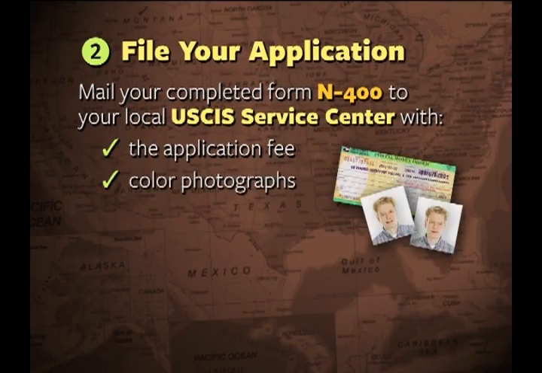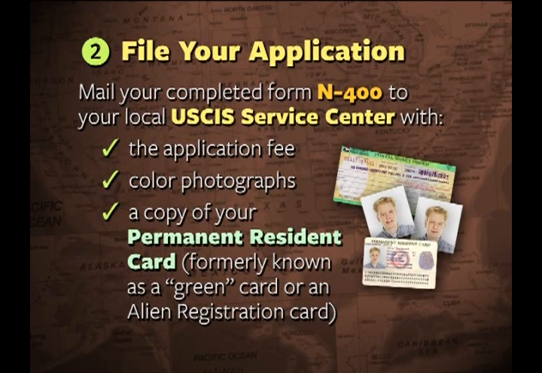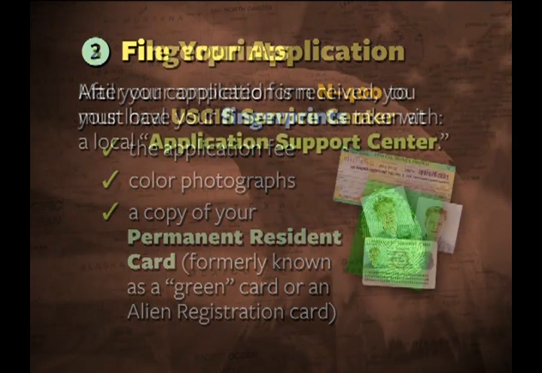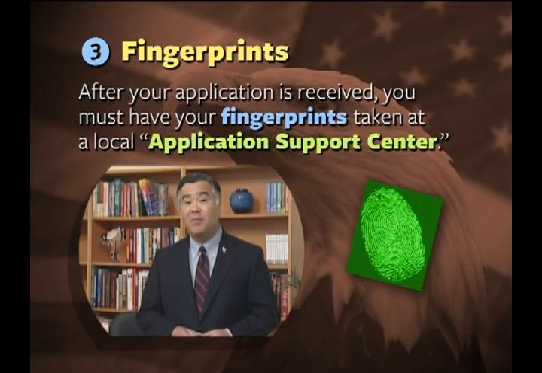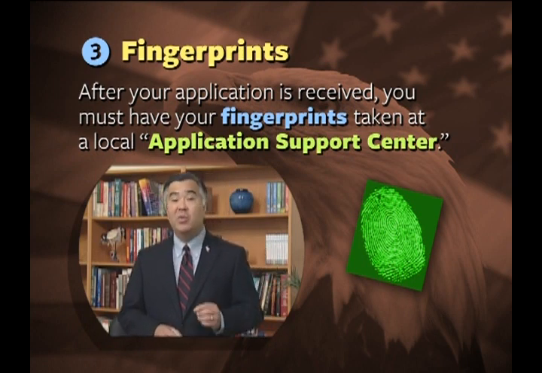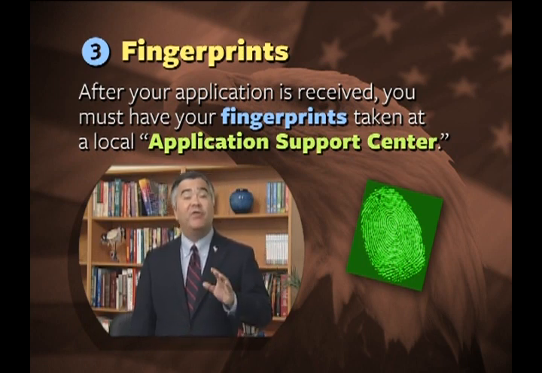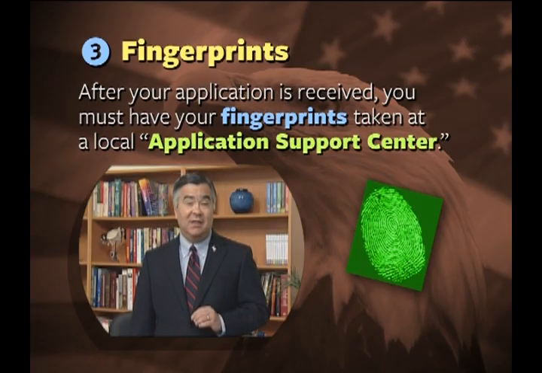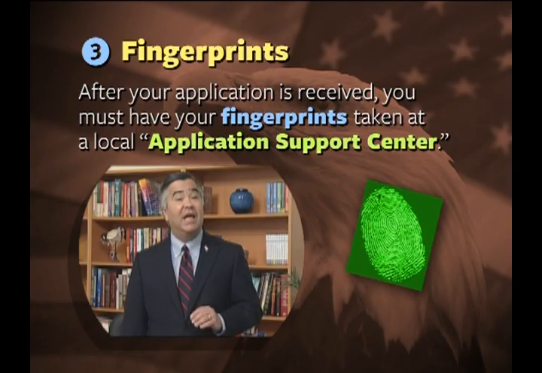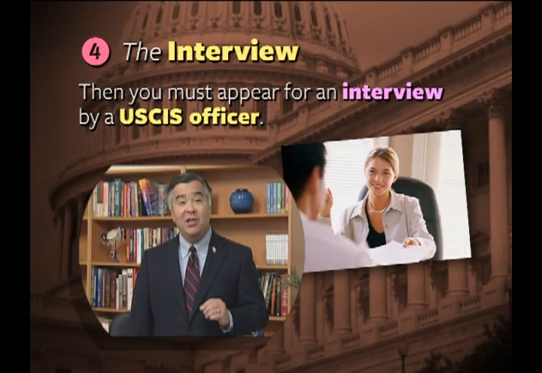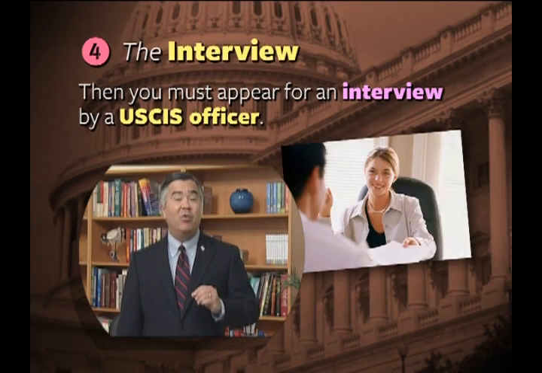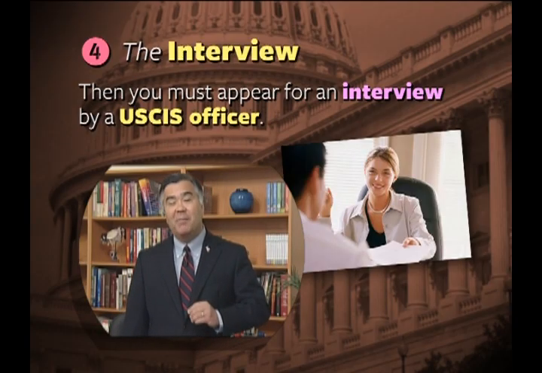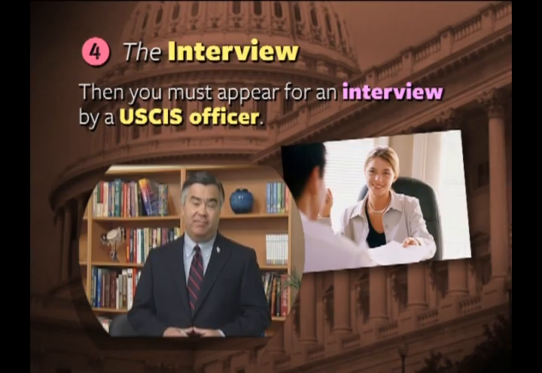You'll need to include colored photographs, and you'll also need to send a copy of your permanent resident card, which used to be known as your green card. After your application is received by the USCIS, you'll receive an appointment for a time to have your fingerprints taken at a nearby office of the USCIS. This office is called the Application Support Center. Then you'll receive a notice telling you when and where to appear for an interview by a USCIS officer.